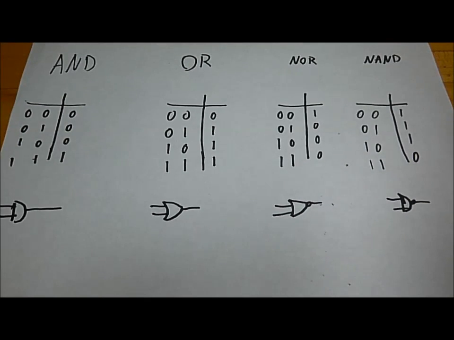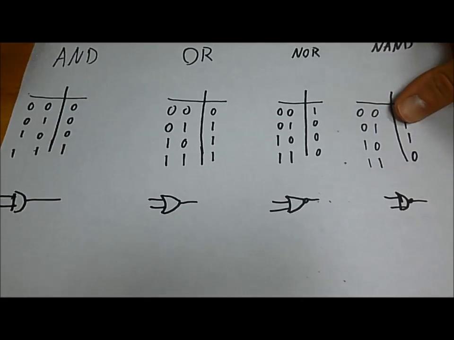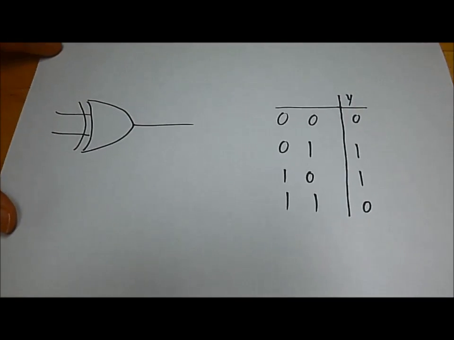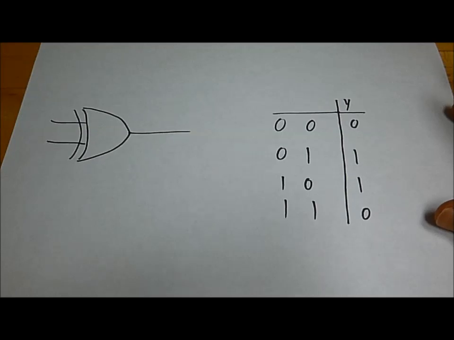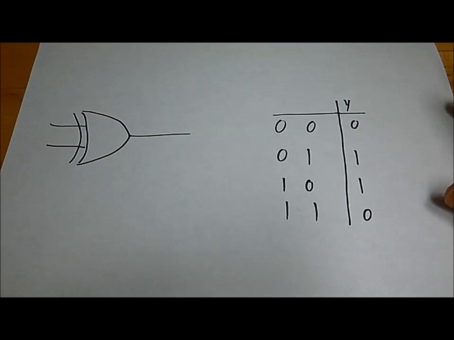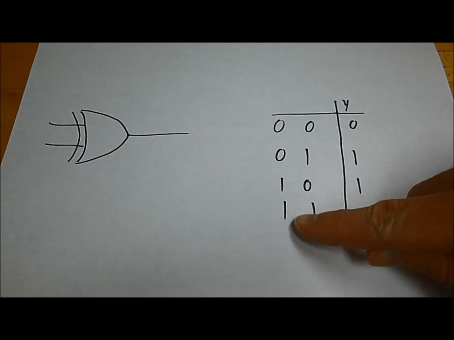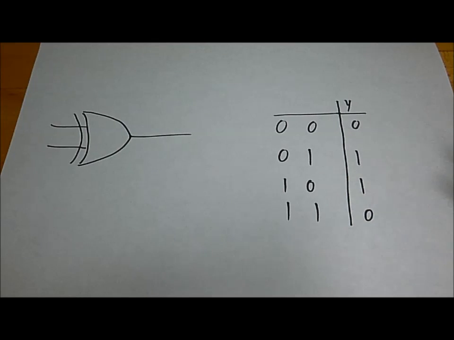The final gate we will talk about today will be the XOR gate, or exclusive OR, spelled X-O-R. So, the exclusive OR is very similar to the OR gate, except 1, 1 is 0 as opposed to 1. So, you can only have a 1 as an output if you have one input that is a 1.